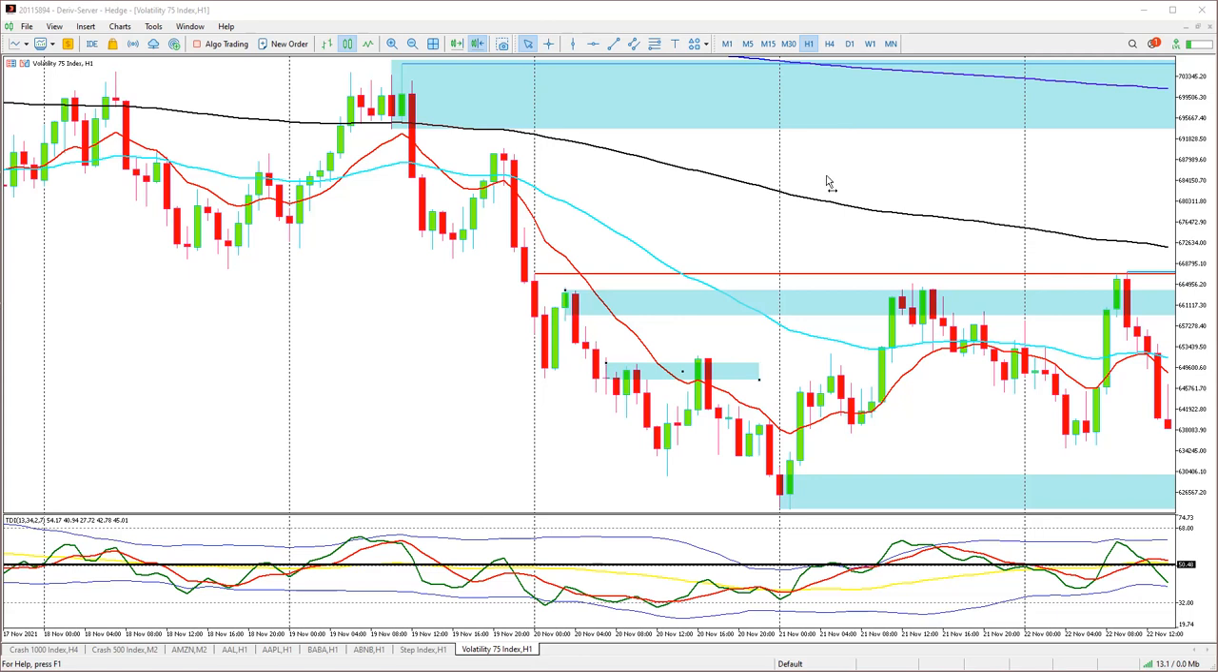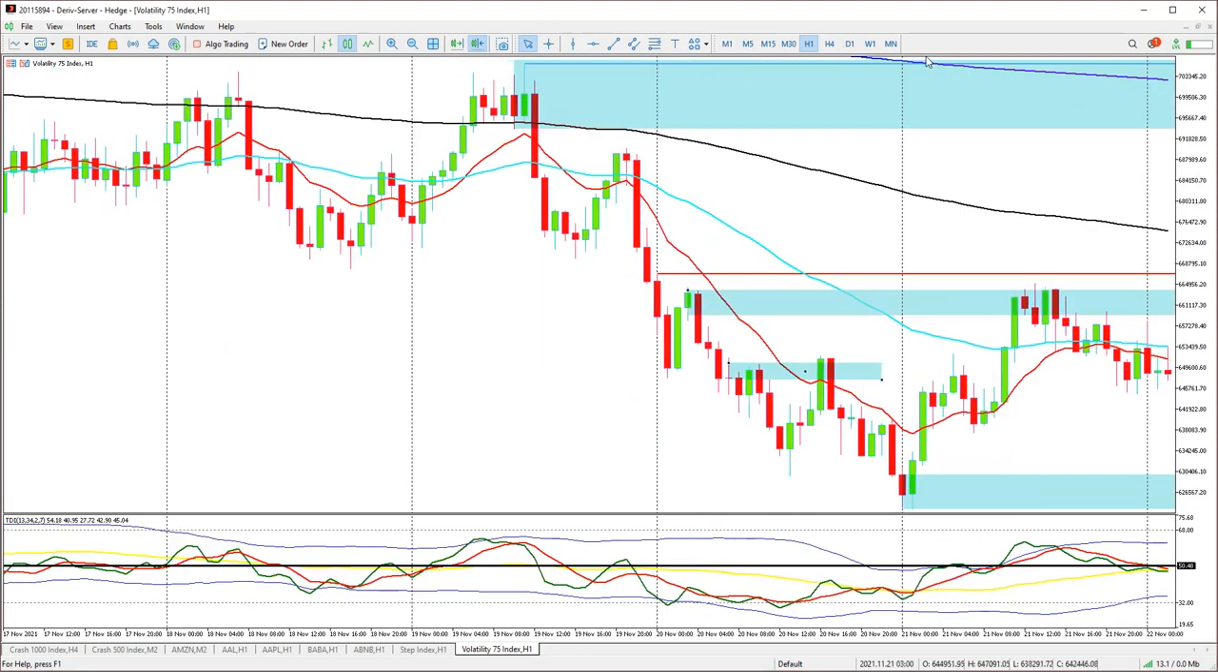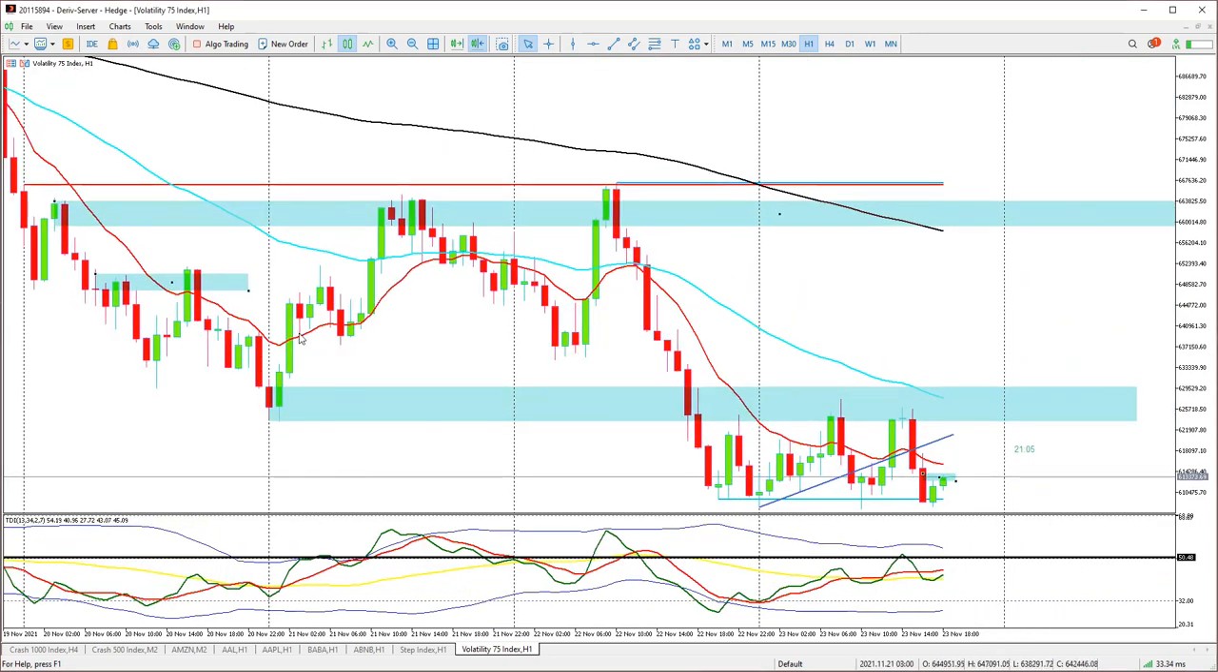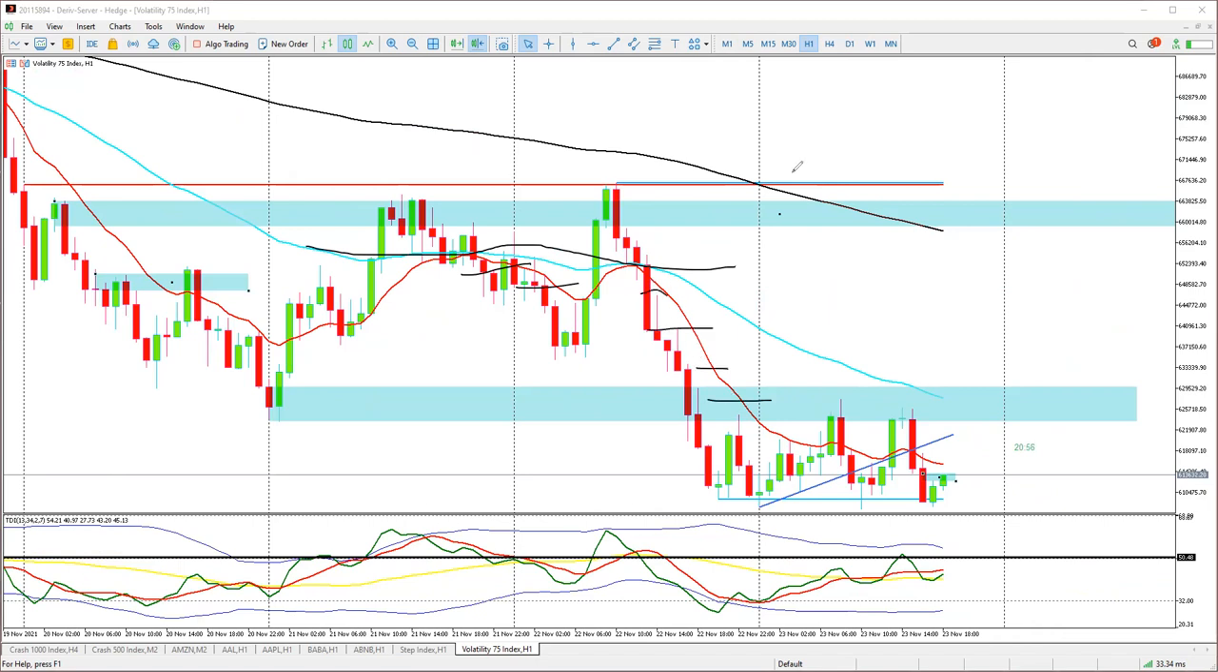Then after the pullback, one other thing you need to know is if your price is trading below the 50, you should only look for sells. Wanting to catch a reversal usually leads to more losses. Most of the trades we lose are when we try to catch a reversal. If your price is trading below the 50, just look for sells.